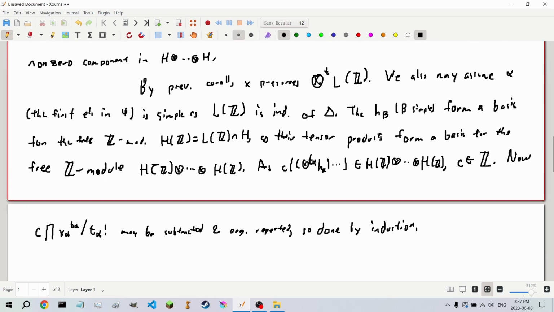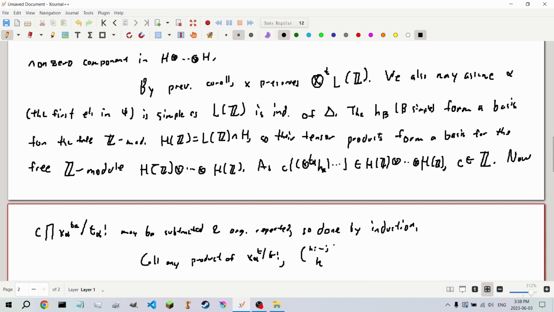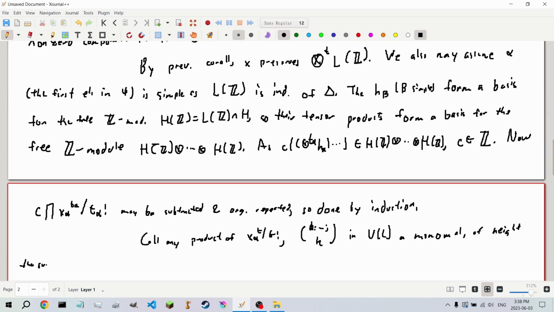Now we are going to call any product of X alpha to the T over T factorials and some H i minus j over k choose k, where this i is supposed to be a subscript, but it's hard to tell because of how cramped it is, in the universal enveloping algebra of L, a monomial of height being the sum of the various t's occurring.